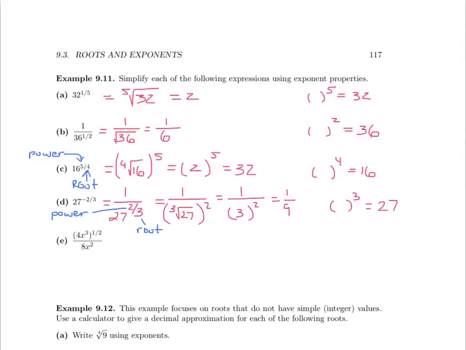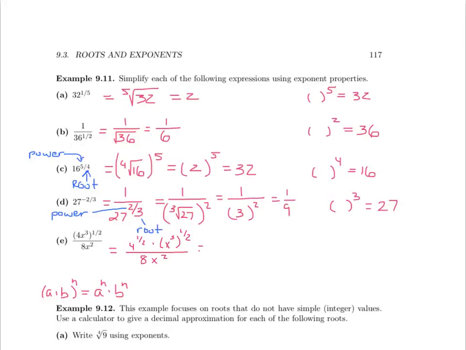Now let's look at part E. This expression involves variables. Once again, we're assuming that the variables are positive values. The numerator is fairly complicated here. We have a product in the parentheses raised to the power of 1/2. You'll recall that we have an earlier exponent property, in particular the one that says if you have a times b to the n, you can rewrite this as a to the n times b to the n. That particular property can be applied in the numerator here. So we could rewrite this as 4 to the 1/2 times x cubed to the 1/2, all of this divided by 8x squared.